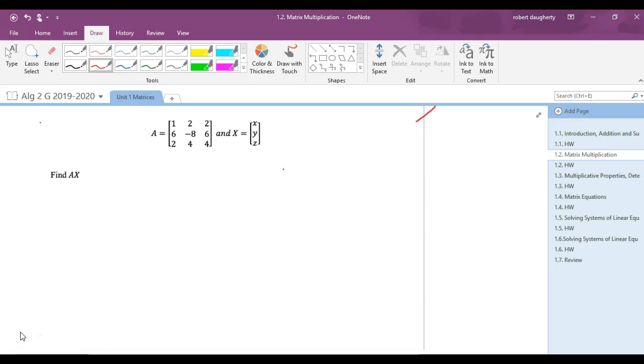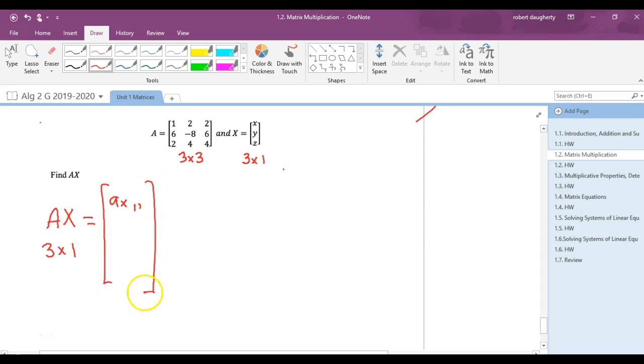Let's multiply A times X. What are the dimensions of A? 3 by 3. Dimensions of X. 3 by 1. I can multiply AX. So AX will give me what kind of matrix? A 3 by 1. So I'm going to have first row, first column. Second row, first column. Third row, first column. That's what a 3 by 1 matrix would look like. Has 3 rows, 1 column.